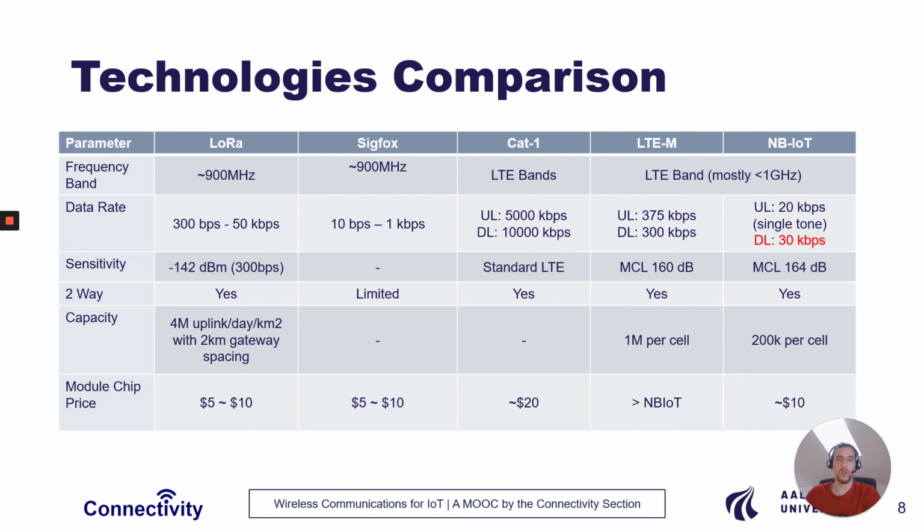cellular LTE-M is the one that has the higher data rate, but it also has higher power consumption that you need to take into account. And another important aspect is the price for the communication module. You can see that the cellular network is still more expensive in general terms than, for example, LoRa or Sigfox, but the price is going down. And between LTE-M and NB-IoT, LTE-M is more expensive than narrowband IoT, but it's less expensive than a typical LTE module.